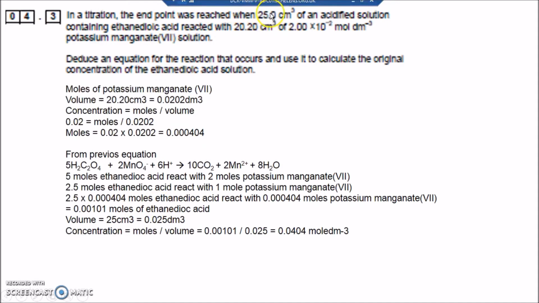Now I've got 25 centimetres cubed of it, or 0.025 decimetre cubed. Concentration is moles divided by volume. Moles is 0.00101 divided by the volume, 0.025 equals 0.0404 moles per decimetre cubed. I have now worked out the concentration of ethane dioic acid as asked for in the question.